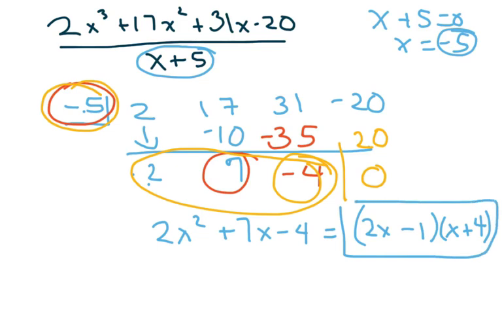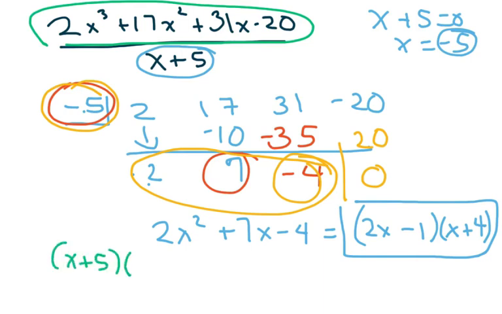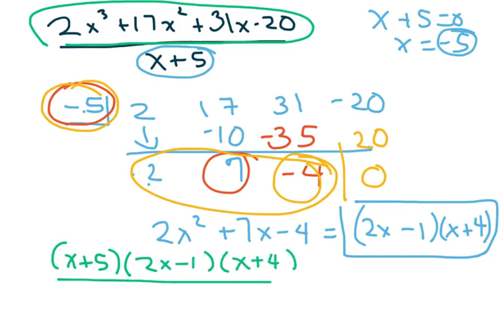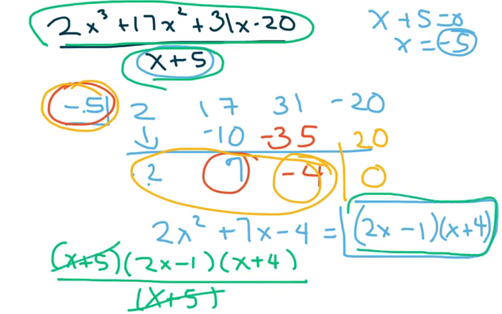Okay? And so basically this means if I factored this out mentally, which I couldn't do, it would be x plus 5 times 2x minus 1 over x plus 4 all over my x minus 5, or x plus 5. And that cancels out. So that's why this is your answer.